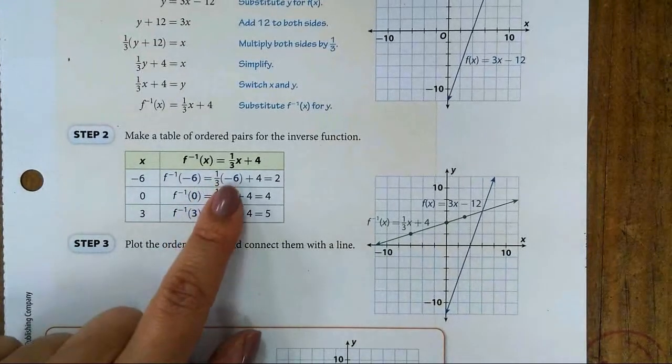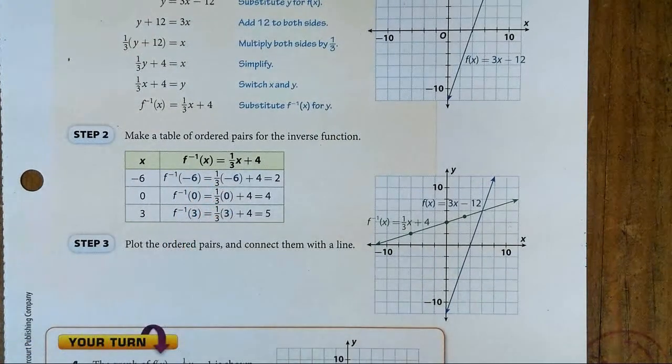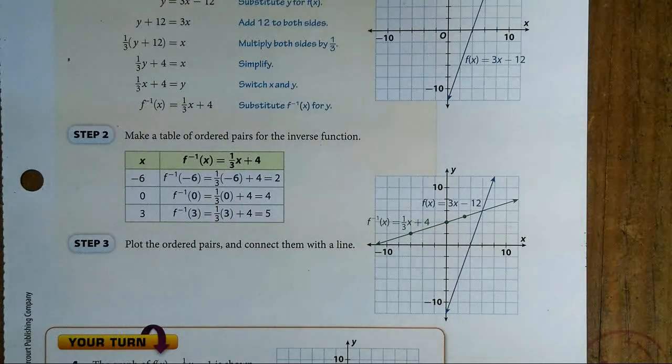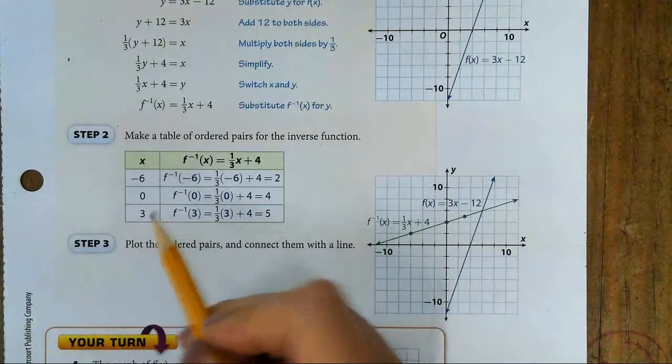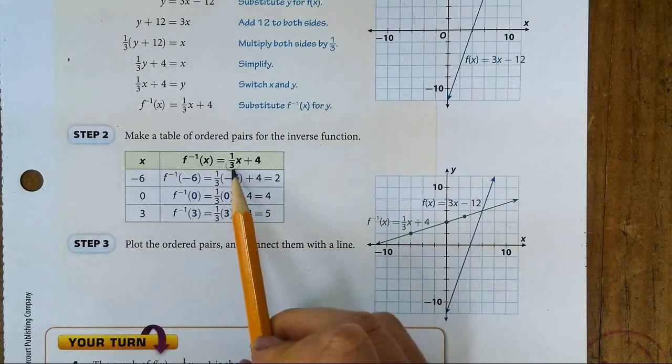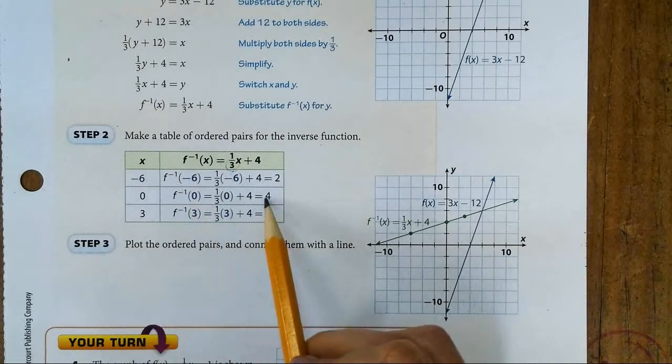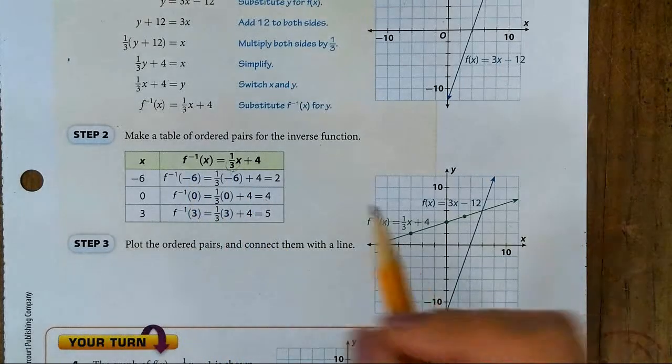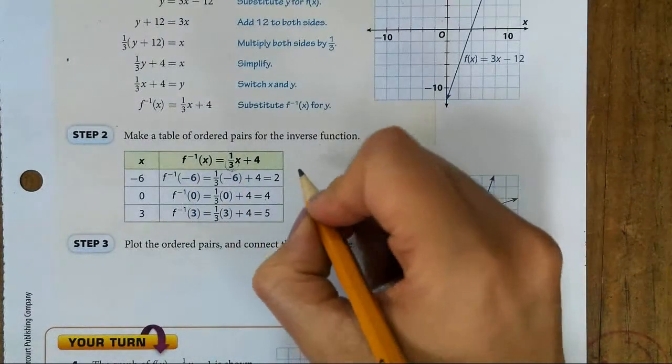And so you want to make a function table in order to do that. And so here they went ahead and they chose x values that would basically cancel out this fraction. Okay, whenever you have a fraction and you're trying to create a function table, your best bet is to use common denominators.